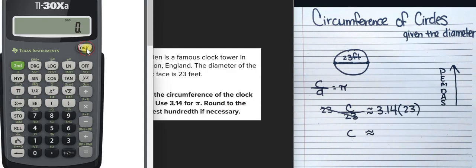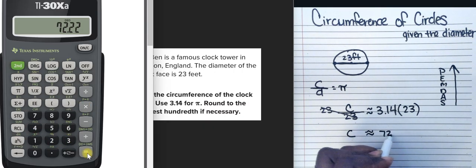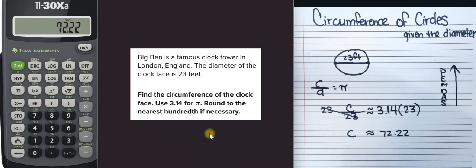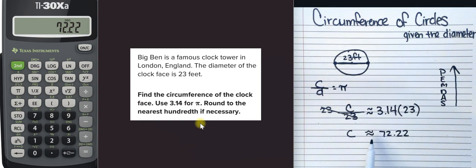So let's see what we get. 3.14 times 23 is approximately 72.22. They tell us to round to the nearest hundredth if necessary, and it's already in the hundredth place, so we don't have to do anything from there. So the circumference of this circle is approximately 72.22.